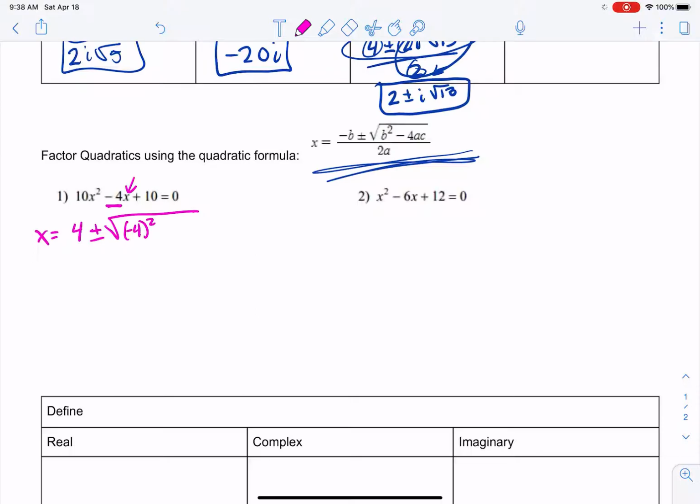I would put that in parentheses because a lot of people plug all this into their calculator, and if you forget the parentheses in your calculator, it's going to think that that's actually a negative number.